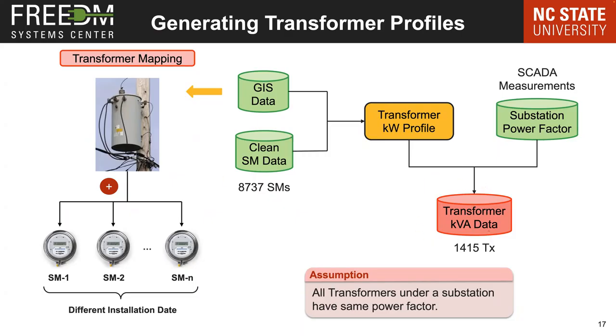But to proceed with the analysis, we actually need the KVA profile of the transformer, the KVA usage of the transformer, so that incorporates reactive power as well. Since it is not recorded by all the smart meters, what we do is we use the substation power factor data that is available from SCADA measurements. And we make an assumption that all transformers under a substation will have the same power factor. Using that assumption, we can come up with the KVA data of each transformer.